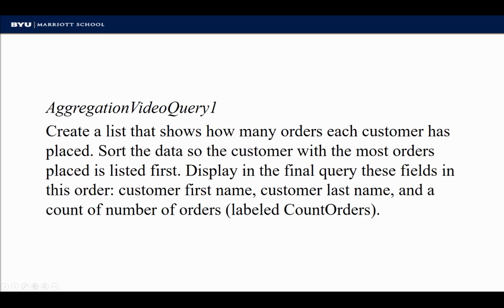Let me show an example question, and then we'll go in and do it. Here, I want to create a list that shows how many orders each customer has placed. Now, stop for a second. What is this asking for? It's asking for a count of the orders each customer has placed. Sort the data so that the customer with the most orders placed is listed first, and then display these fields: customer first name, customer last name, and a count of orders, labeled count orders.